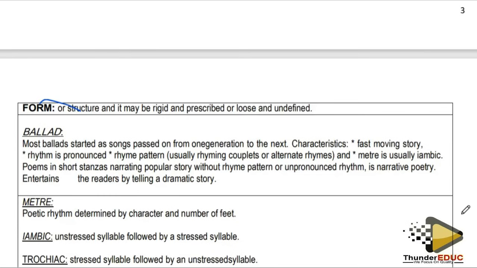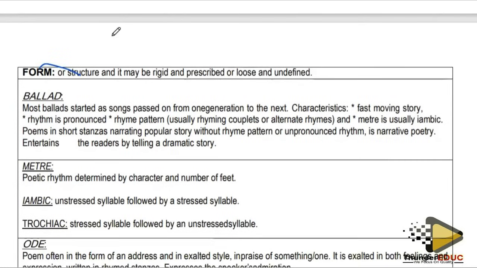I'm going to talk about the types of poems, because that's very important for us to understand. The first type of poem is a ballad. When we say a ballad, it started as a song, which means it might have a verse passed on from one generation to the next.